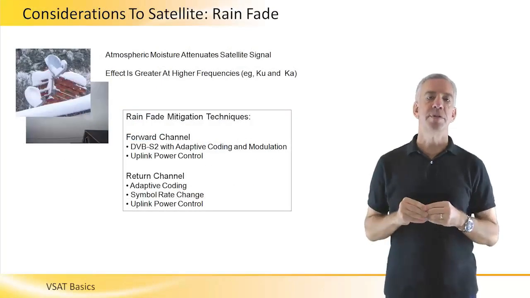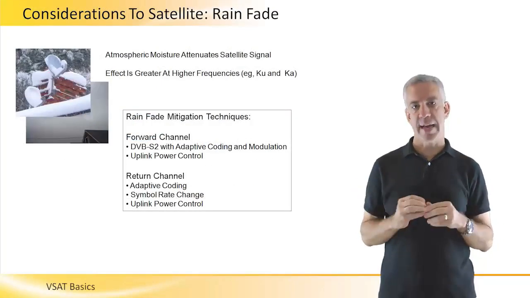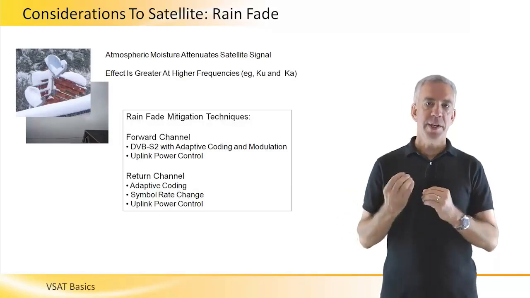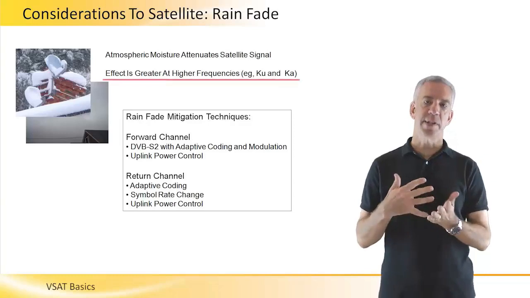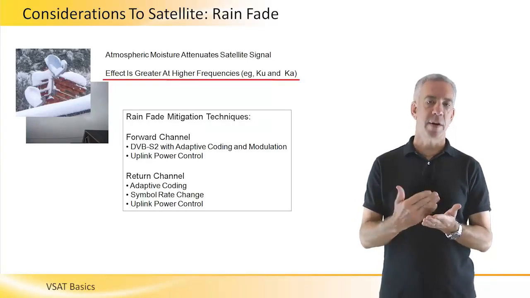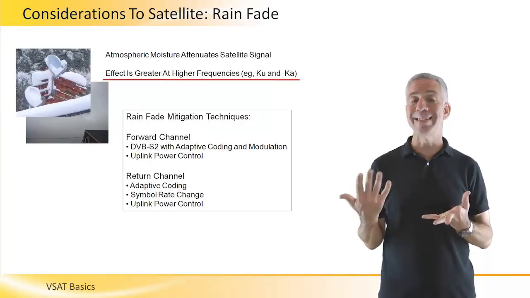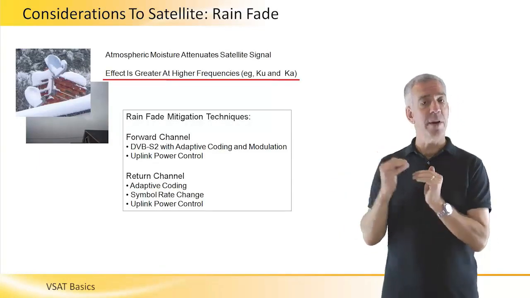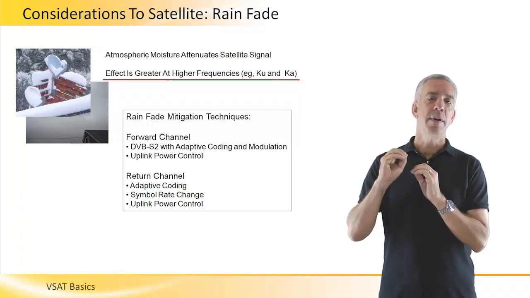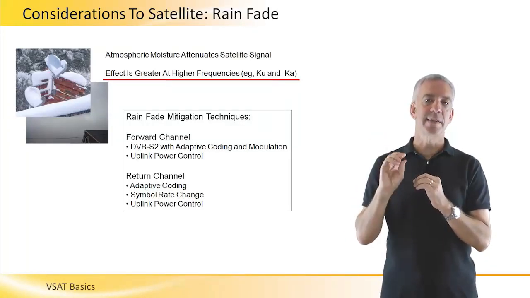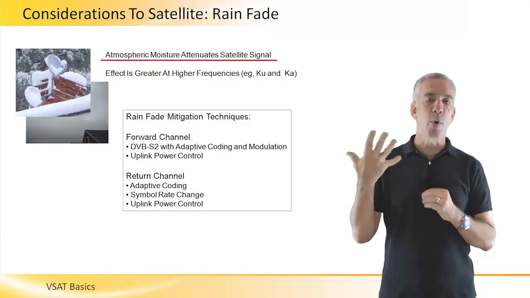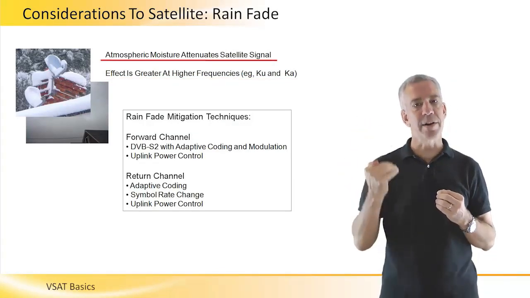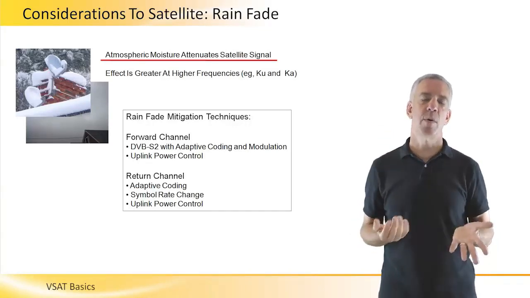Another consideration to satellites and VSATs is the impact of rain fade. The issue here is that at higher frequencies, 10 and 12 gigahertz for Ku band, or 18 and 29 gigahertz for Ka band, the nature of those frequencies is that rain or moisture in the atmosphere will attenuate the signal and cause degradation of the signal quality.